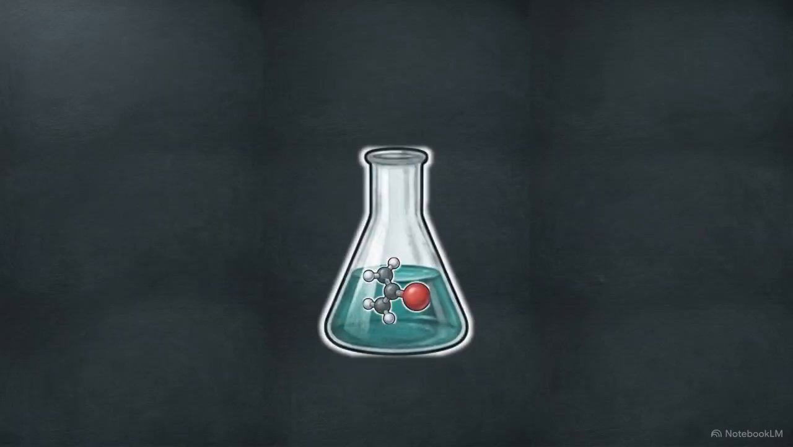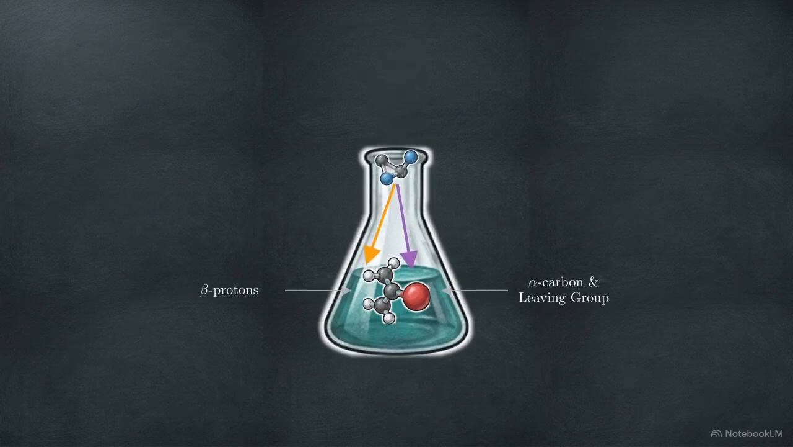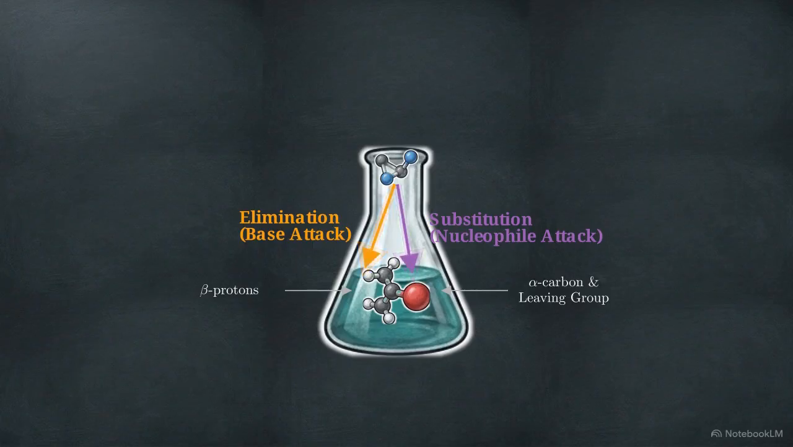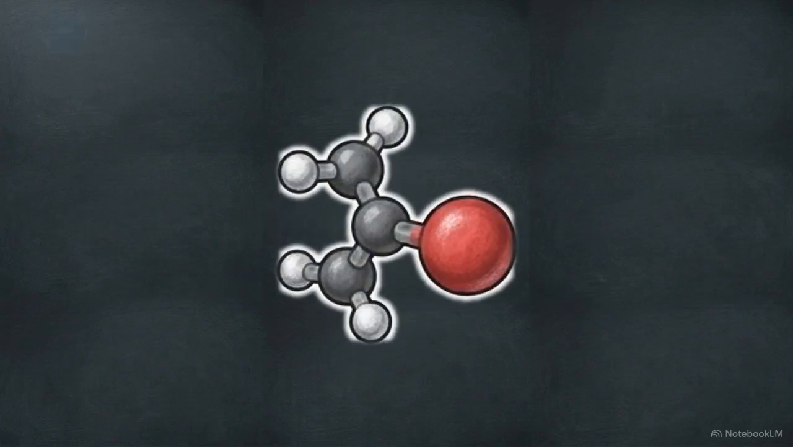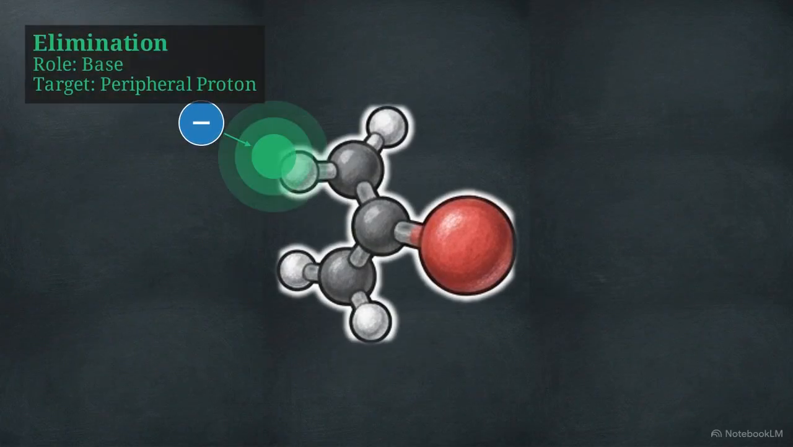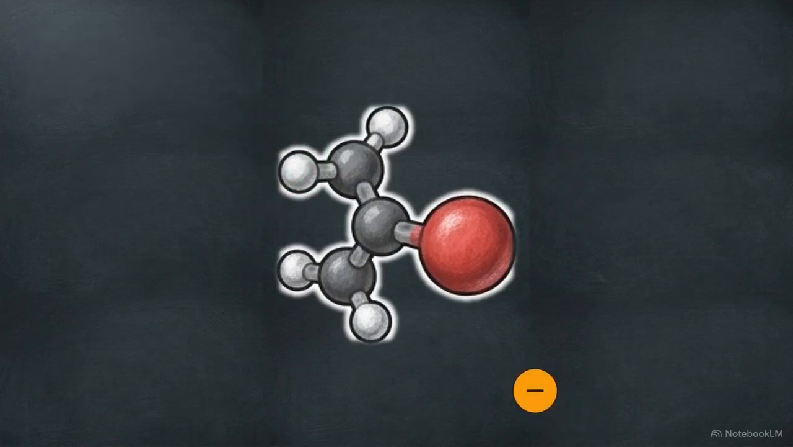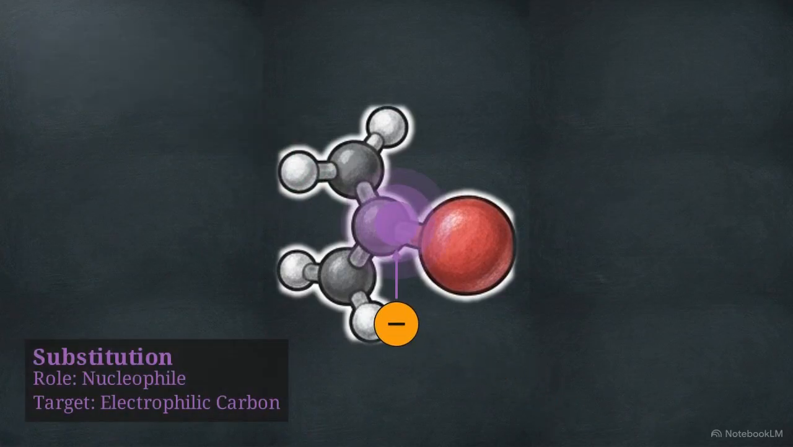In practice, elimination pathways are always competing against nucleophilic substitution within the same reaction flask. The outcome depends on the target. The reagent can act as a base by attacking a peripheral proton, or it can act as a nucleophile by attacking the electrophilic carbon. Applying heat shifts the distribution toward elimination.